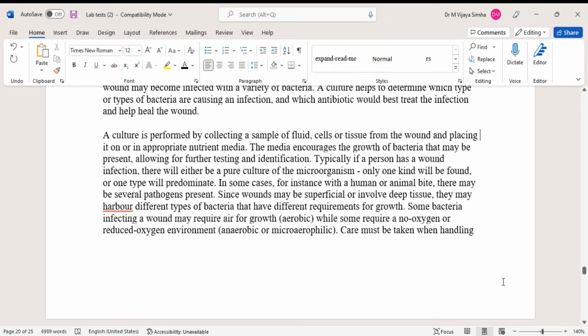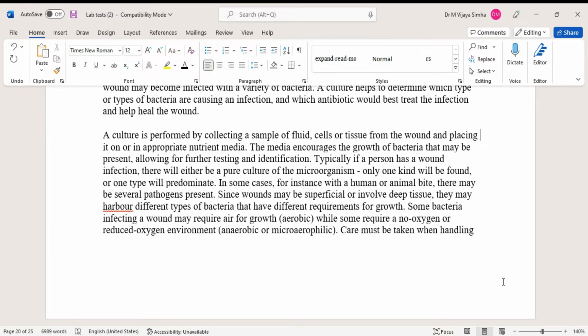A culture is performed by collecting a sample of fluid or cells or tissue from the wound and placing it on an appropriate nutrient media. The media encourages the growth of bacteria that may be present, allowing for further testing and identification. Typically, if a person has a wound infection, there will either be a pure culture of the microorganisms, only one kind will be found, or one type will predominate. In some cases, for instance with a human or animal bite, there may be several pathogens present.